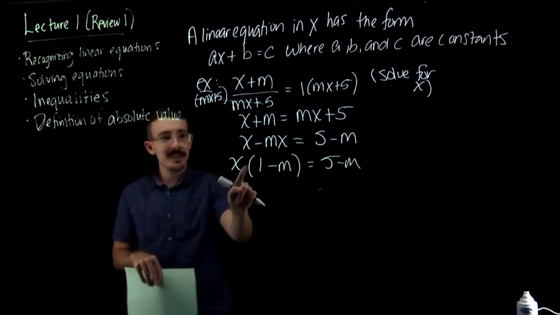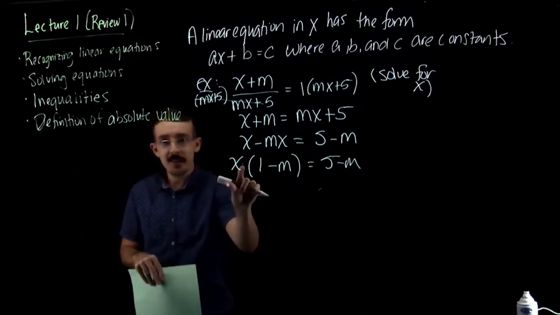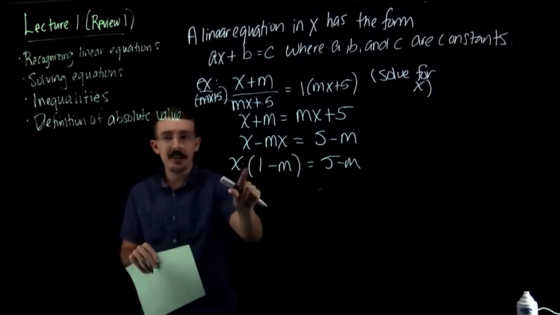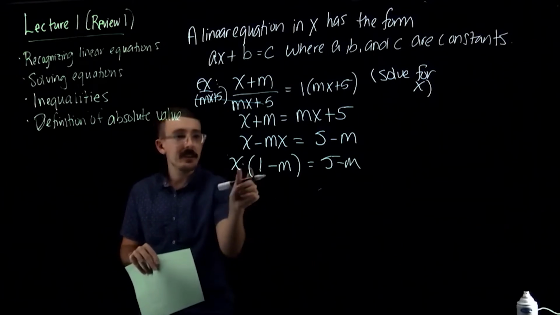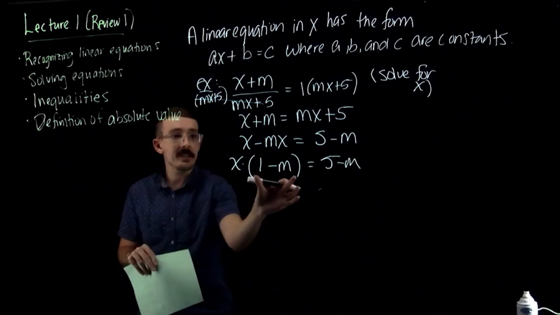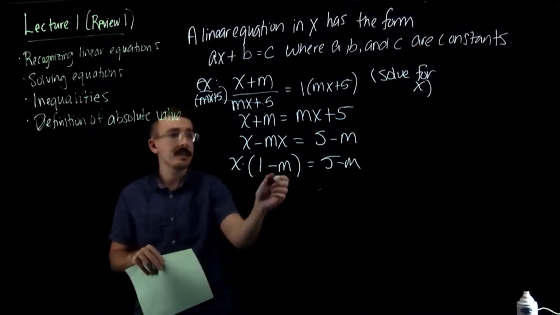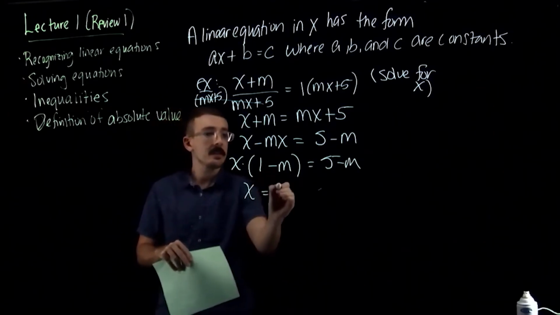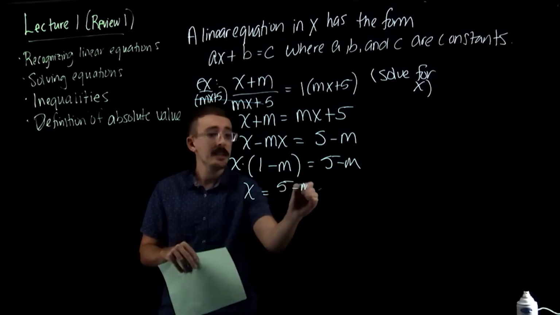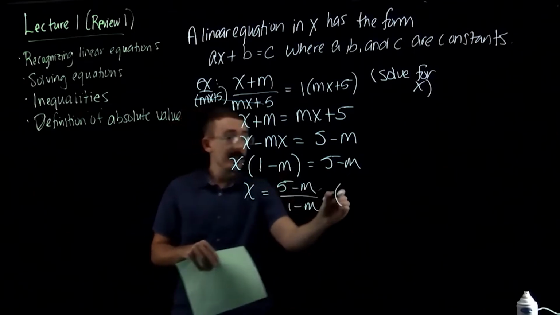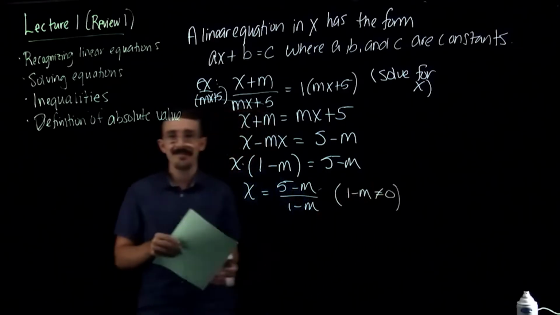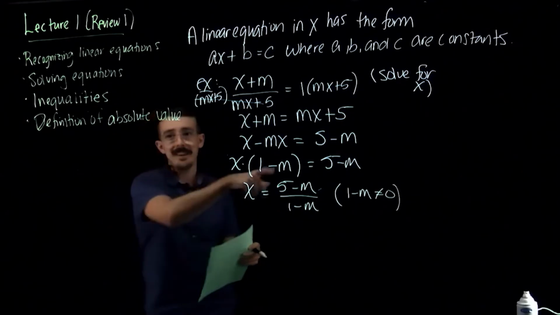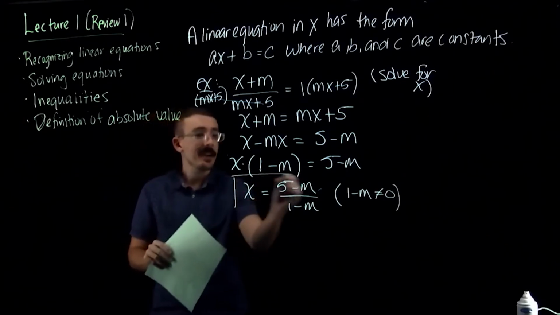I have 2 things that are multiplied together. Remember, if they don't write it and the letters are just next to each other, you can assume it's multiplication. So to undo the multiplication, I divide by 1 minus m. So x equals 5 minus m over 1 minus m. And that was OK as long as 1 minus m wasn't equal to 0, right? So we can divide that over. And there we go. We've solved for x.